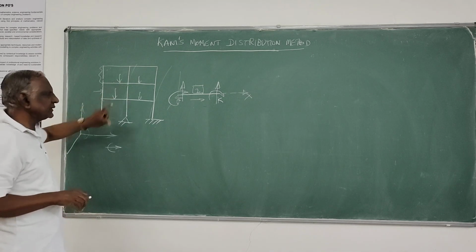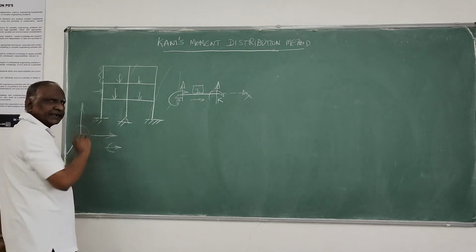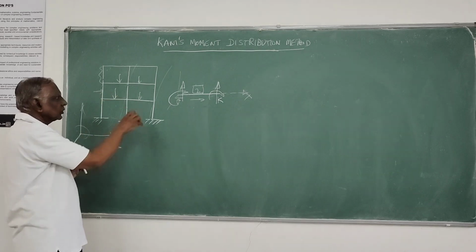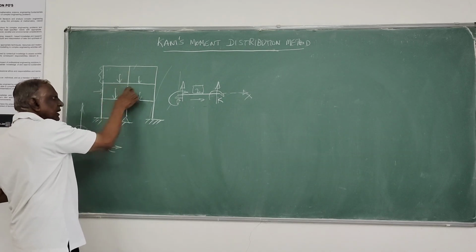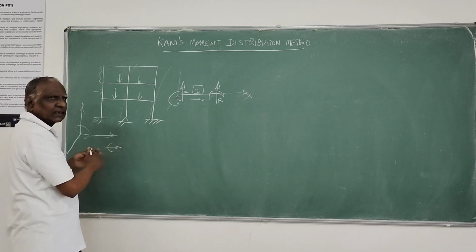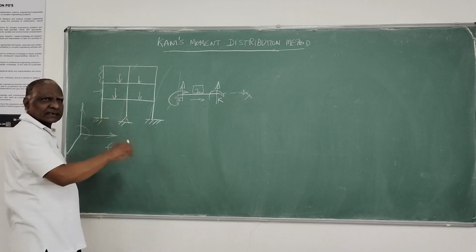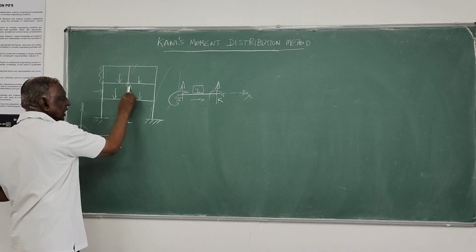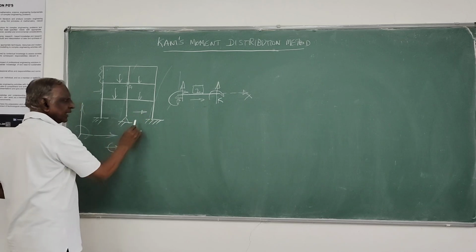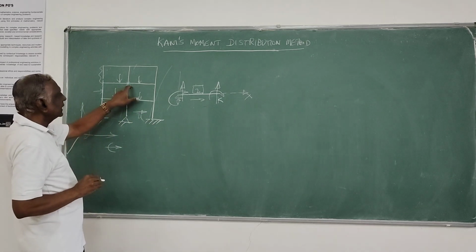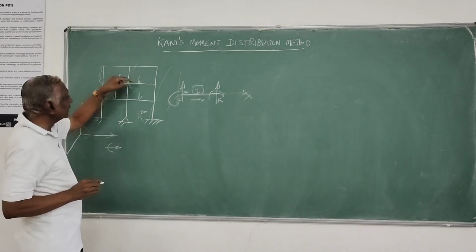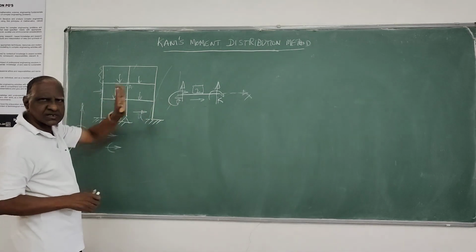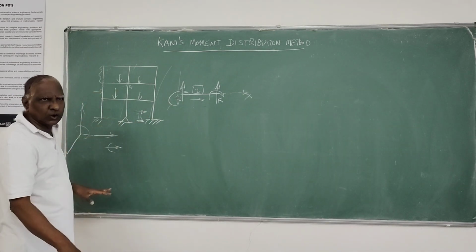According to the compatibility condition, if you take any joint in this structure, the displacement of the joint will be equal to the component of the displacements of all members meeting at the joint in the same direction. They will be equal. That means if the displacement at the joint, say A, along the x direction is u, then the displacement component of this member along the horizontal direction will be u only.